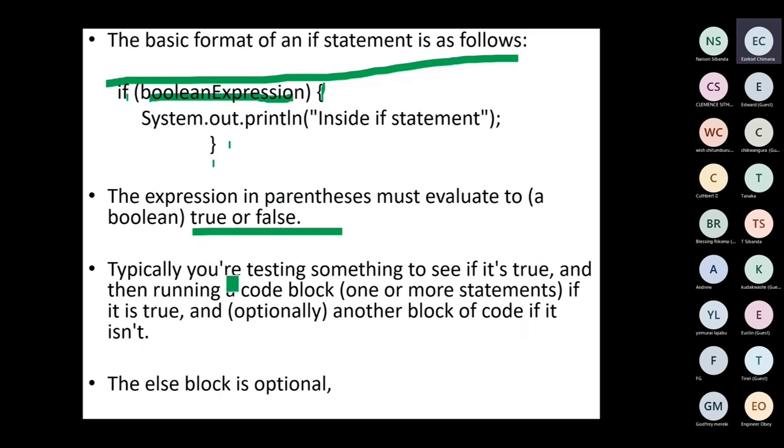Typically, you are testing something to see if it's true, and then running a code block, one or more statements, if it is true, and optionally another block of code if it isn't. You can optionally put an else block here, so that we can run that block. So the else block is optional. It's not a must to put an else block here.